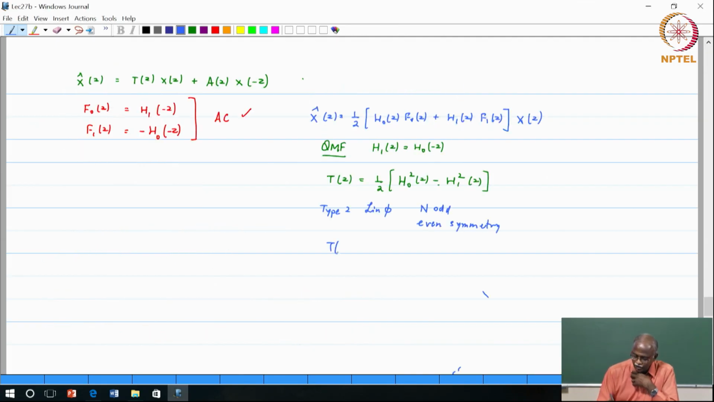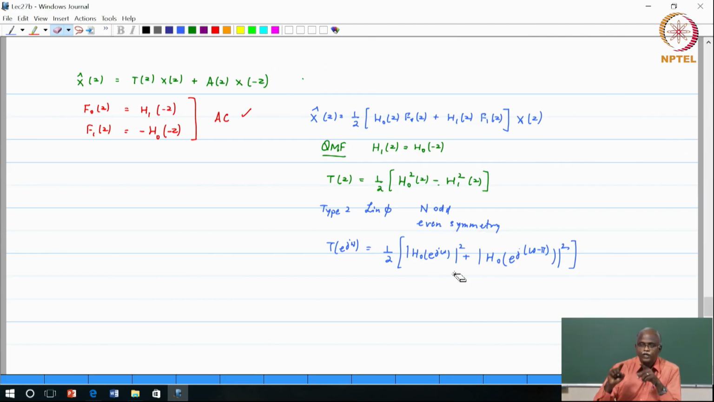T e of j omega comes out to be 1/2 of magnitude h naught e of j omega magnitude squared plus h naught e of j omega minus pi magnitude squared. Okay. And if you recall, we even did a design where we would enforce this as one of the design criteria, objective function, and then got a pair of filters which were linear phase. So, therefore, phase distortion was removed and this one was almost equal to 1, not exactly equal to 1, but almost equal to 1.